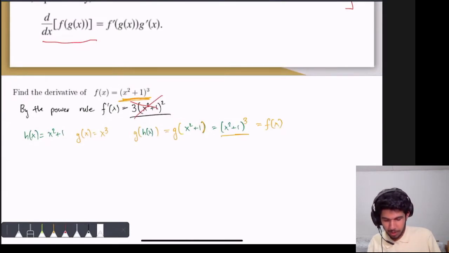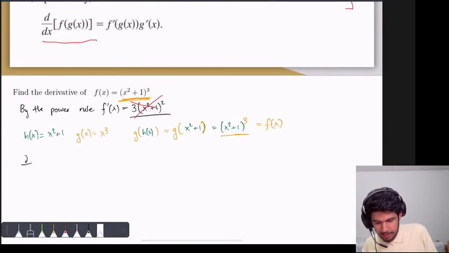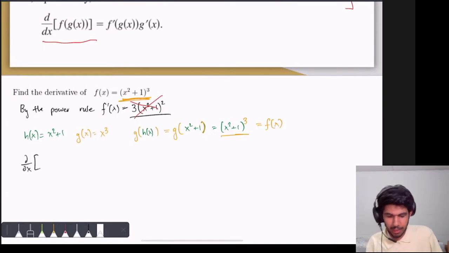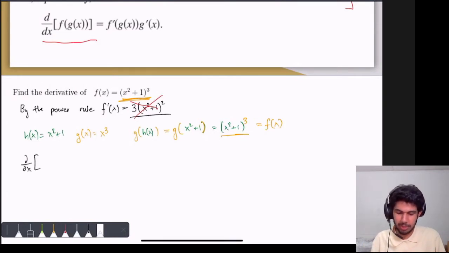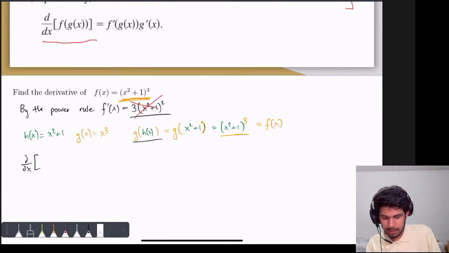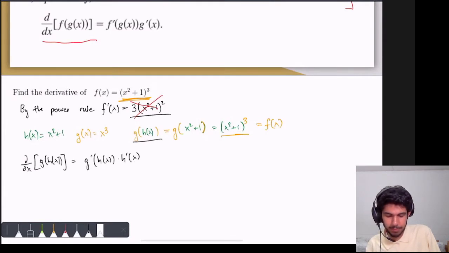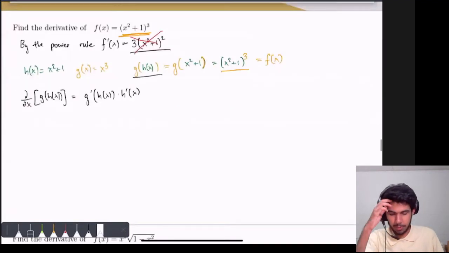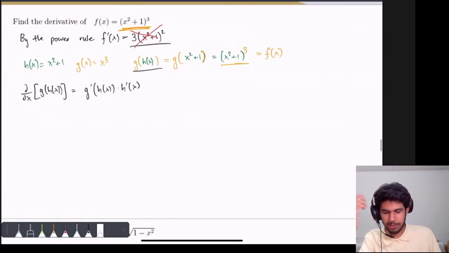So we know that d dx of, I'm going to use g's and h's because we have it in the form g of h of x. G of h of x, the derivative of this is equal to g prime of h of x times h prime of x. So we can solve for this, right? We have g of x, we have h of x. We just need to compute g prime and h prime, really.